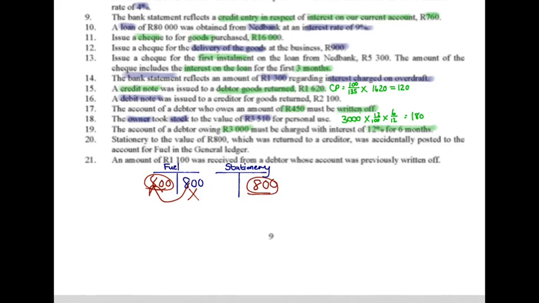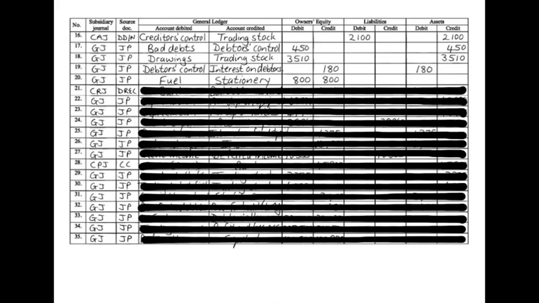Then number 21, the amount of 1,100 was received from a debtor whose account was previously written off. Now, very important, a debtor whose account was previously written off means that this is not a debtor anymore, so I cannot take this information to debtors control. Instead, I go and create an account which is called bad debts recovered. That's an income account causing my owner's equity to increase with 1,100. The contra account is going to be bank because the money was put into bank, increasing bank as well. 1,100 in assets.